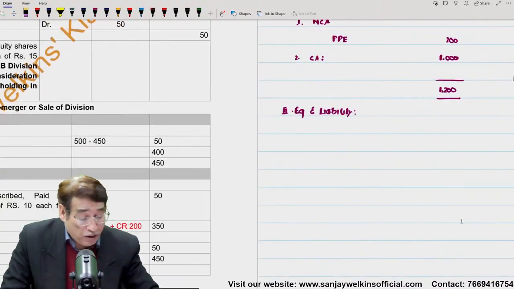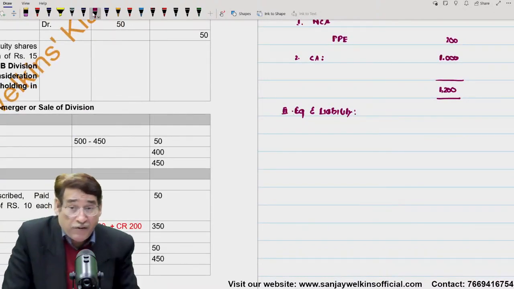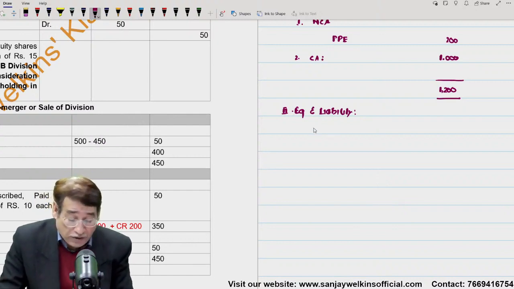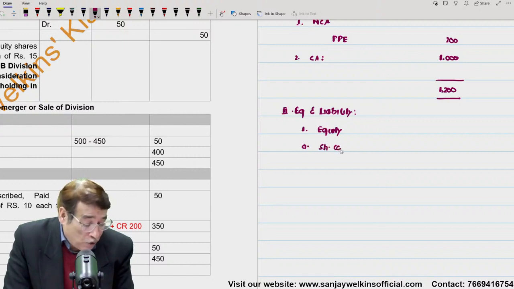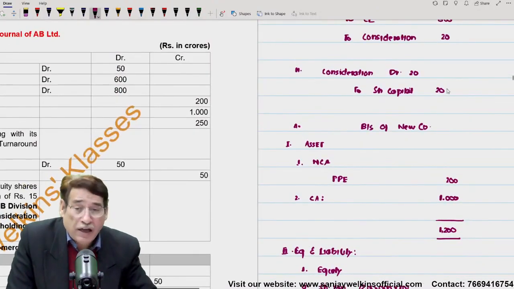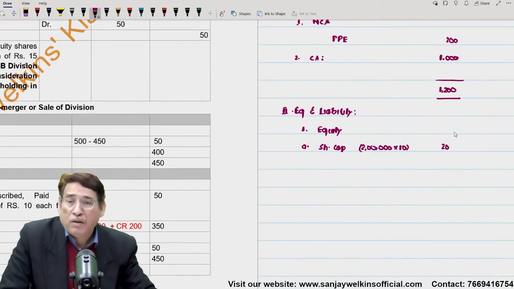Correct? Anyway, now we come over to the equity and liability. Under the equity and liability, that is why I keep on telling, always pay attention towards each and every point. Now, under the equity and liability side, first of all, we always write equity. Under the equity, we always write first share capital. Now, this is a new company and this company is issuing share capital of 2 lakh shares at nominal value of 10. So because in the entry we have written 20 lakhs, I will write here 20 lakhs only. Krishna Gaur, I hope the thing is clear.